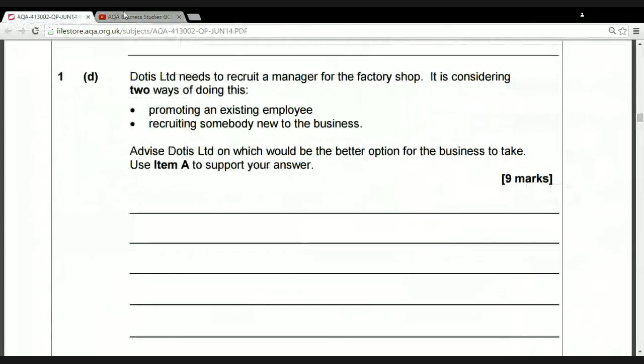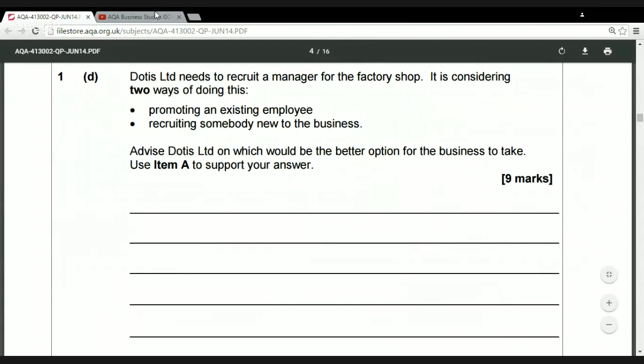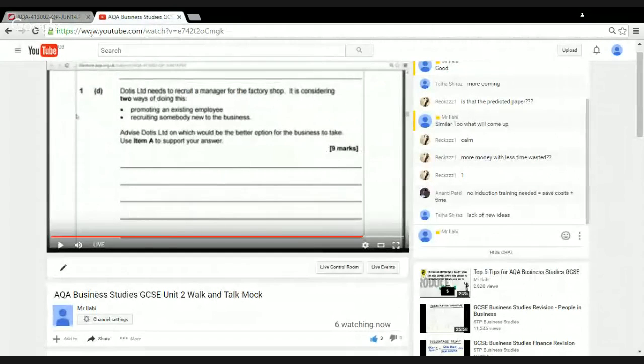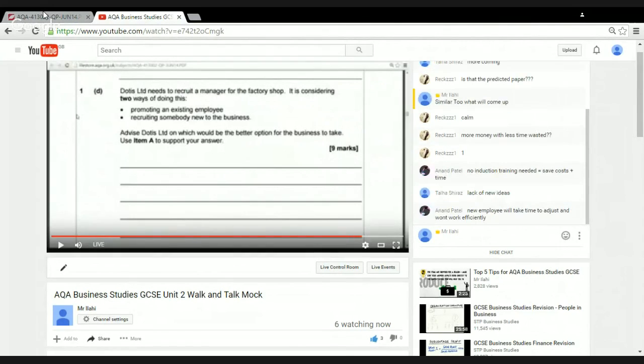Excellent. That's a really good point there from a student from Preston Manor School as well. Lack of talent, okay, lack of new ideas. Yeah, lack of new ideas. Right. Now, a new employee will take time to adjust and won't work efficiently. So we've got a good idea for that as well. So why don't we go for a lack of new ideas? Okay, that was a good one.